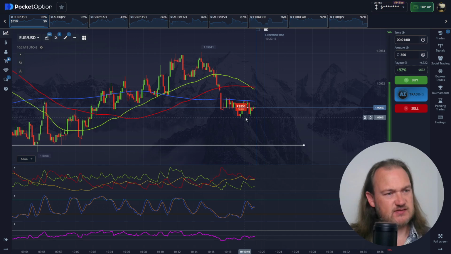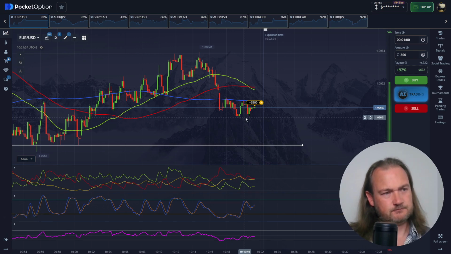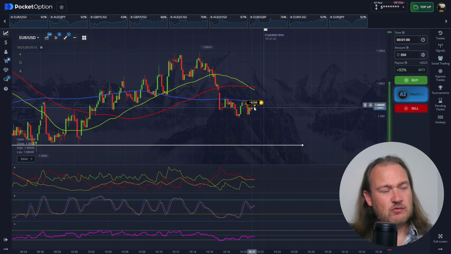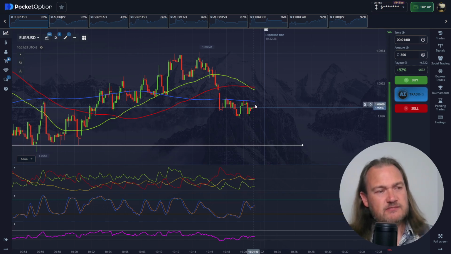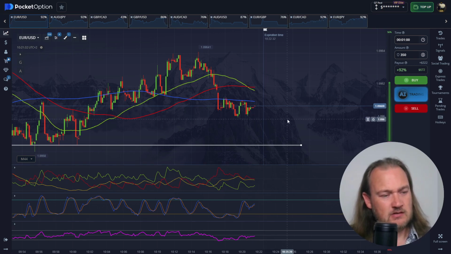Five seconds left. Let's see what happens. Break even trade. Would have been good if I got in a little bit higher, but I did not. So we'll look for the next trade.